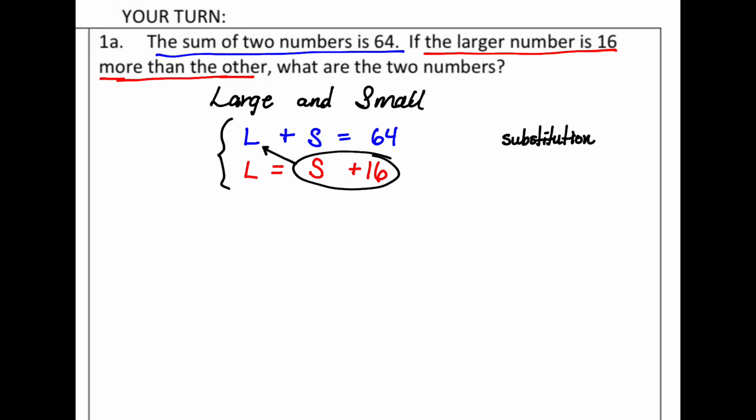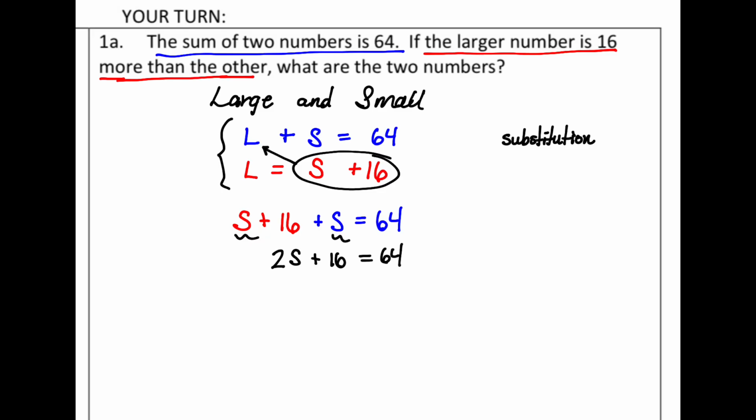So I end up with S plus 16 plus S is 64. Let's do it in the same colors. L plus S is 64. Combine like terms. And 2S plus 16 equals 64.